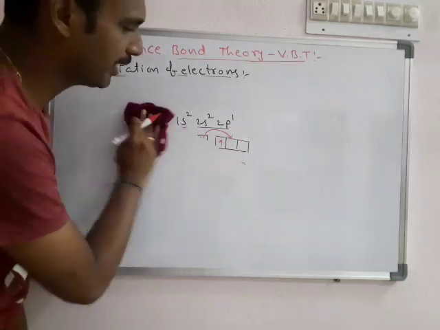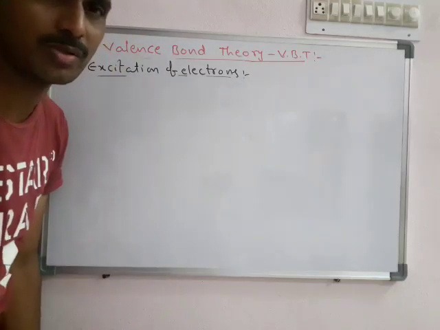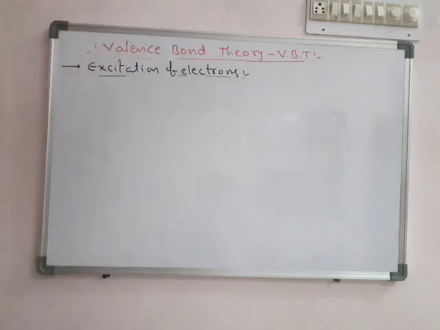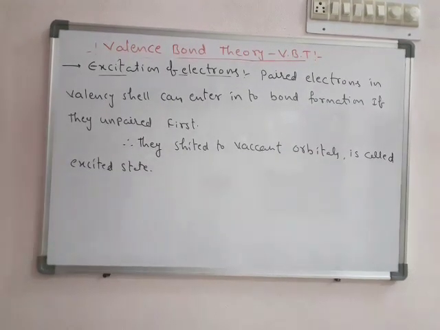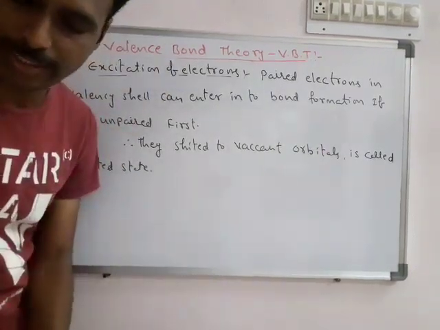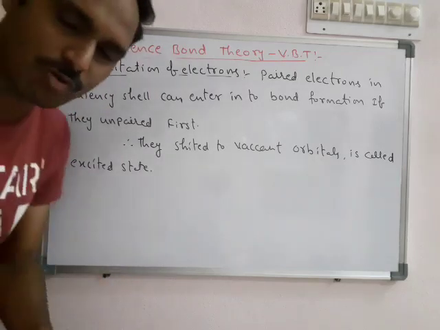So it is useful in the explanation of many compounds. Now we said that the excitation of electron takes place. For example, boron. Generally, in most compounds like BF3, boron forms 3 bonds.